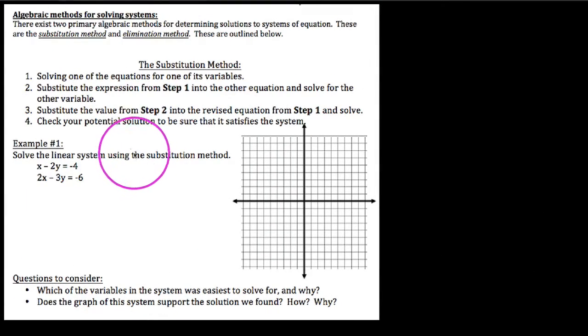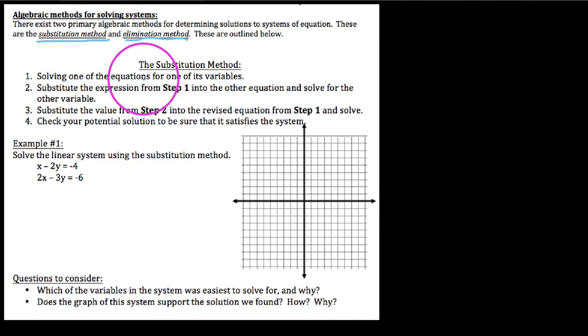Okay, YouTube, in this video we're going to look at algebraic methods for solving systems, of which primarily we have two. These two methods are referred to as the substitution method and the elimination method. But recall that our goal here, when given a system of equations in two variables, with two equations, is to find a common x and y that when we plug it back into both of these equations satisfies them all.